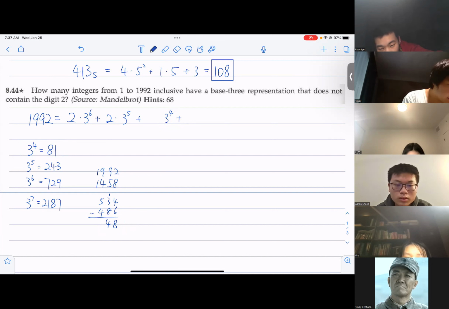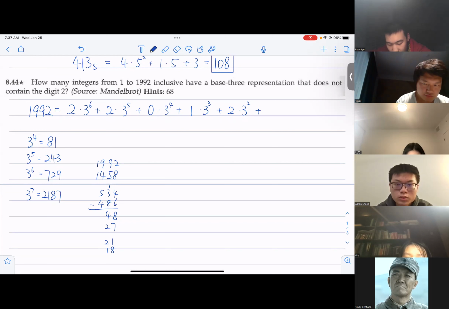We put a which number here? 3 to the power of 3. We just put a 0 here, right? For 3 to the 4th, we have a 0. And 3 cubed, that's 27. So which number? Just 1. And then we have 21. So for 21, we have 9. How many 9s? 2. 2 9s. So 2 times 9, 18.